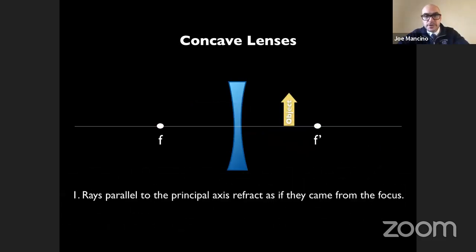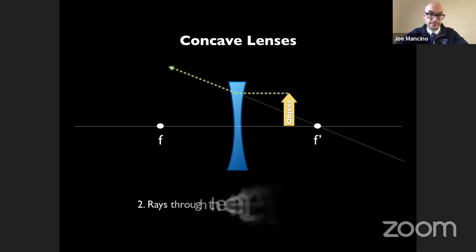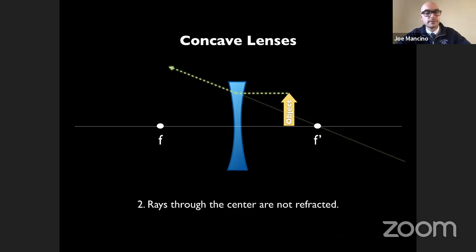So the image formation rules are similar for a concave lens, but flipped. Rays that enter perpendicular to the principal axis refract as if they came from the focus. Rays through the center are not refracted. And those two rules are enough to show us where the light rays would cross, where our perception of their crossing would be. You may want to take a screenshot of that one too.